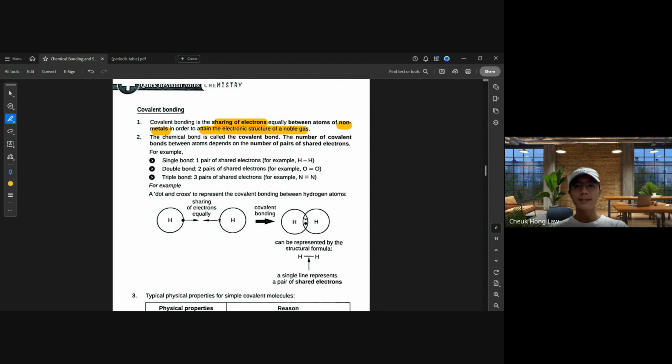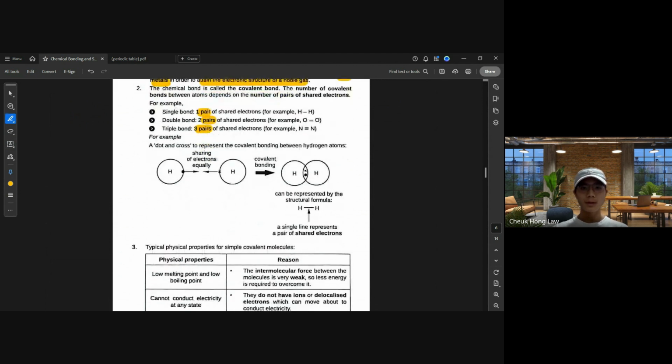Okay, so the number of covalent bonds depends on the number of pairs of shared electrons. So single bond means there's 1 pair of shared electrons. Okay, for example, H, single bond H. Then double bond means 2 pairs, and triple bond means 3 pairs. Okay, so let's look at example. For hydrogen, right?